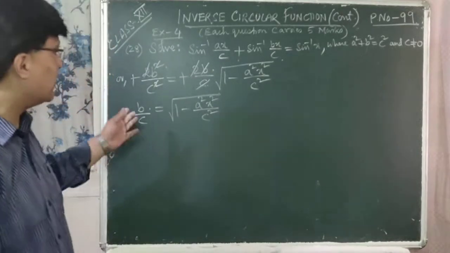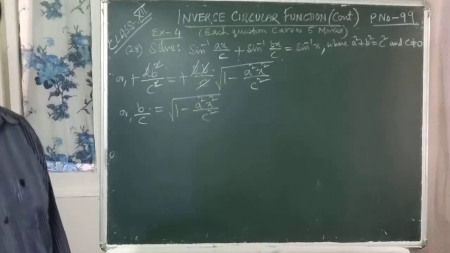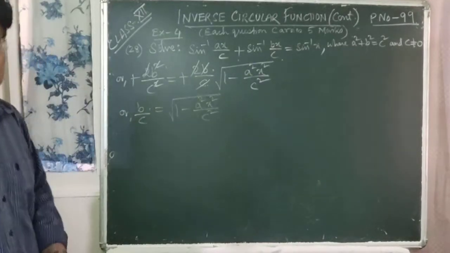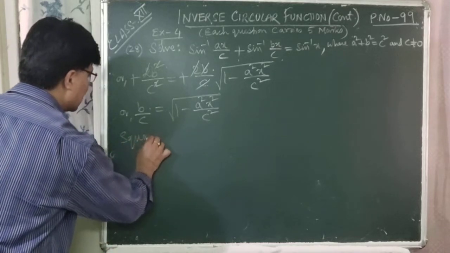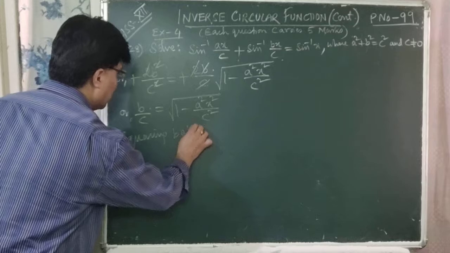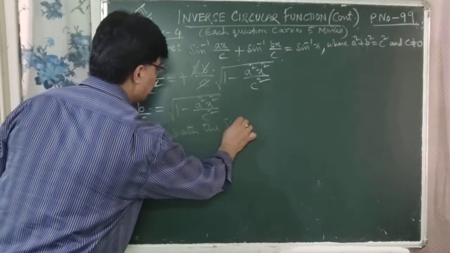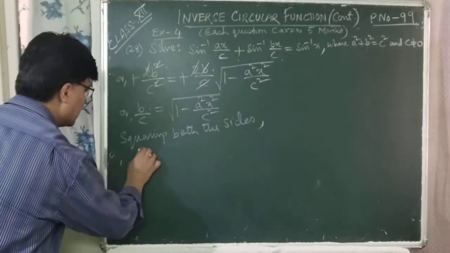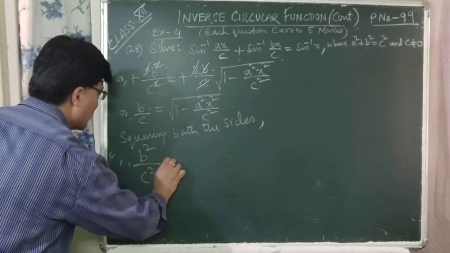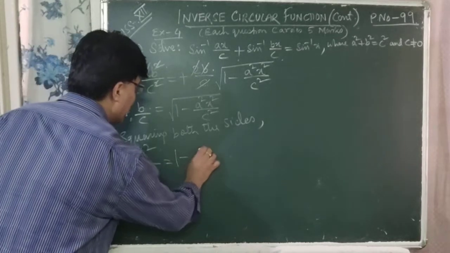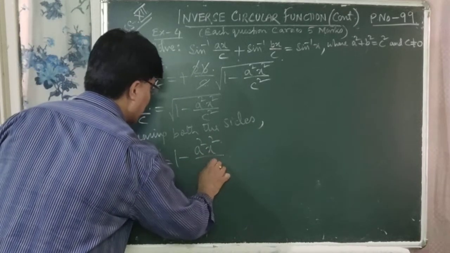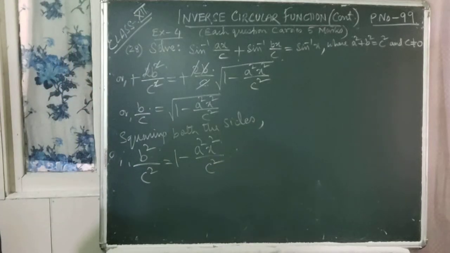So what will you do in the next step? What can you do here? That means you have to square both the sides so that we can remove the square root. So write down squaring both the sides. So what do we get? b square by c square is equal to, on the right hand side also, the square root will be removed, 1 minus a square x square divided by c square. Is that clear to all of you? So I think you have understood it.